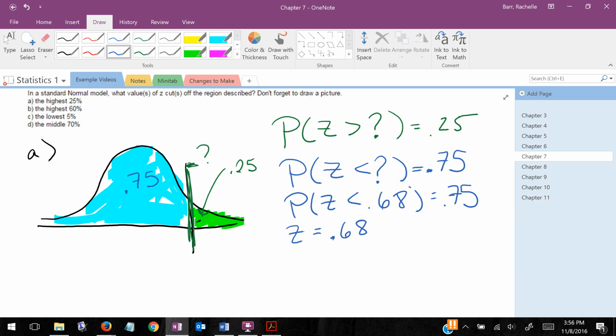And the middle 70% is the hardest one to do, to be honest. And that's the easiest to do on Minitab. So if you're like, oh, D sucks, well, D is easiest to do on Minitab, so that's exactly how I'm going to do it. Fun times.